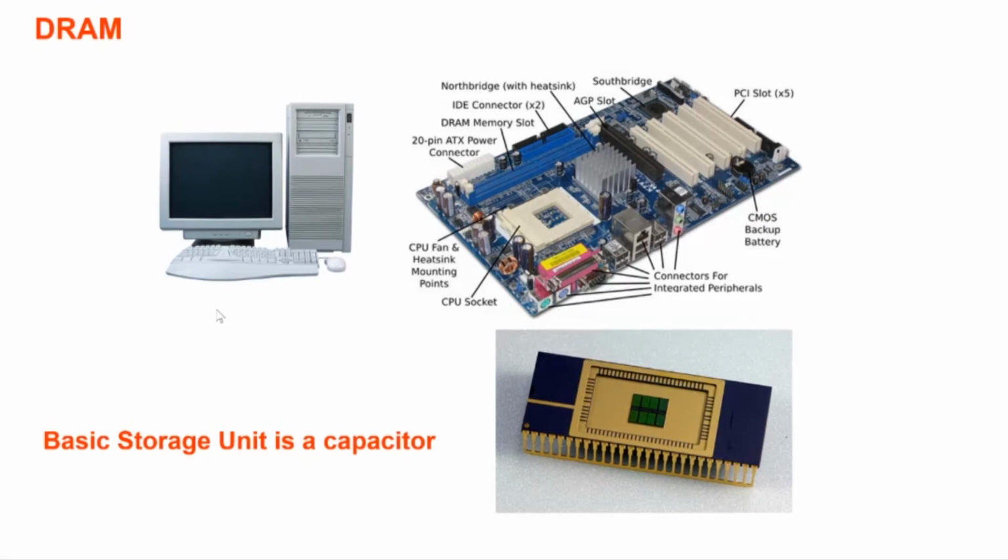Now, if I go inside a RAM, in a DRAM, what I find is a memory. DRAM is a dynamic random access memory. It stores information as a digital number, as a binary number like 1010. The basic storage unit is a capacitor. Let's look at it in a little more detail.